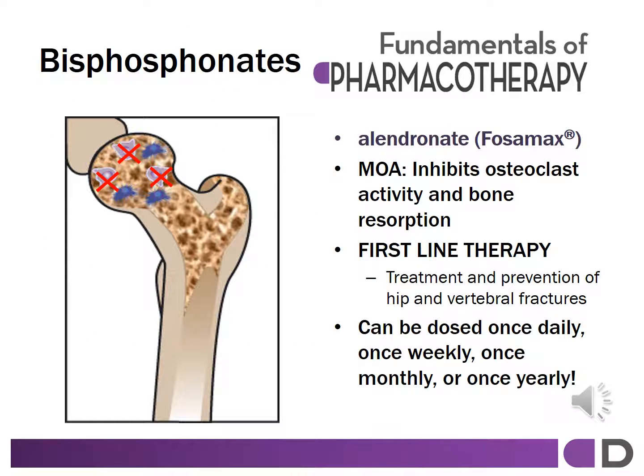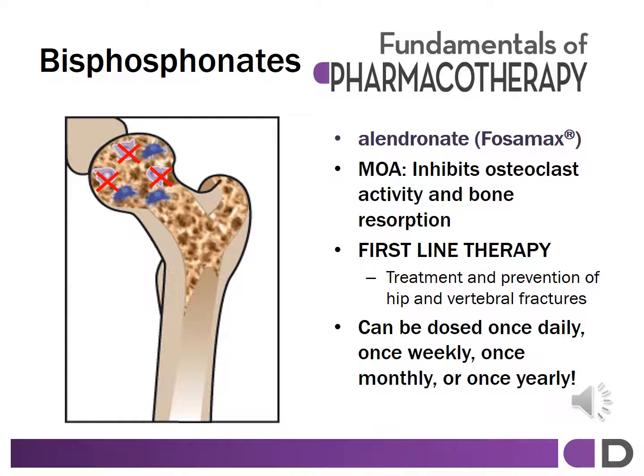The first-line therapy for treatment and prevention of hip and vertebral fractures are bisphosphonates. An example of the brand name is Fosamax and the generic is alendronate. The mechanism of action for these medications is that they inhibit osteoclast activity. Osteoclasts are responsible for bone breakdown. That's the resorption process that we talked about earlier. In osteoporosis, the balance is off and more bone is broken down than built up. Bisphosphonates interfere with that process and try to inhibit the breakdown of bone.